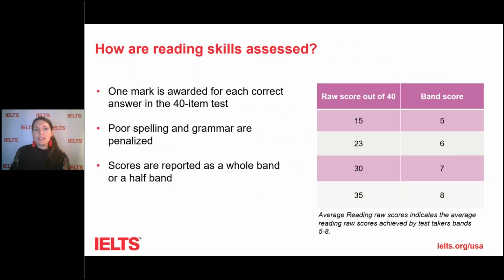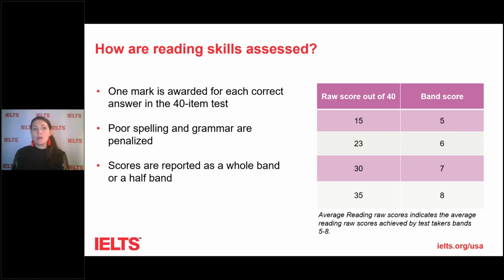So reading skills are assessed by 1 mark being awarded for each correct answer in the 40-item test. Poor spelling and grammar are penalized. So that means that if you spell a word incorrectly in those sentence completion or form completion tasks, then you will not get that point. In addition, poor grammar can also be penalized. So if you are doing a sentence completion, you want to make sure that you're using a word or 2 words that fit the grammatical structure of the sentence.